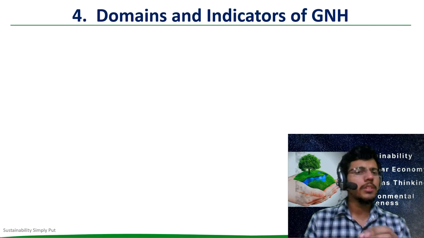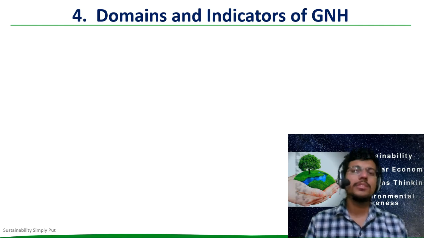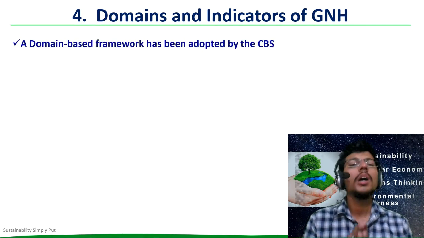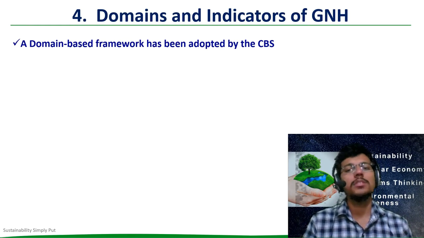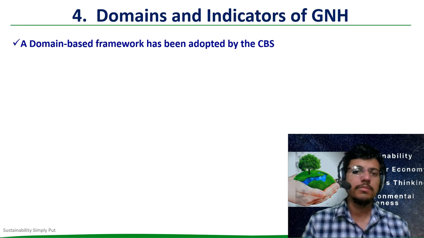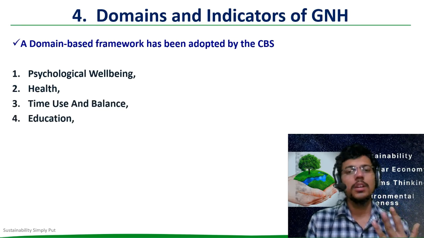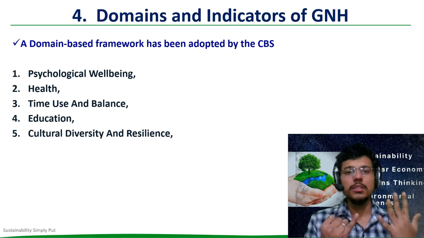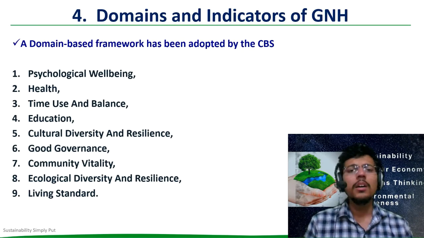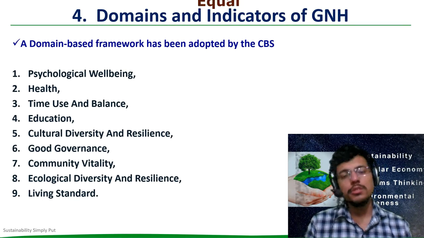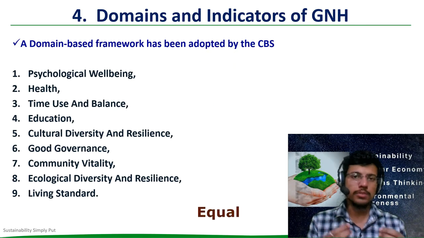Now let's see some detail about these 9 domains and the indicators. In order to foster measurement of a holistic range of gross national happiness values, a domain-based framework has been adopted by the CBS. The framework contains 9 constituent domains of GNH. They are psychological well-being, health, time use, education, cultural diversity and resilience, good governance, community vitality, ecological diversity and resilience, and living standard. The 9 domains are equally weighted because each domain is considered to be equal in terms of its intrinsic importance as a component of gross national happiness.